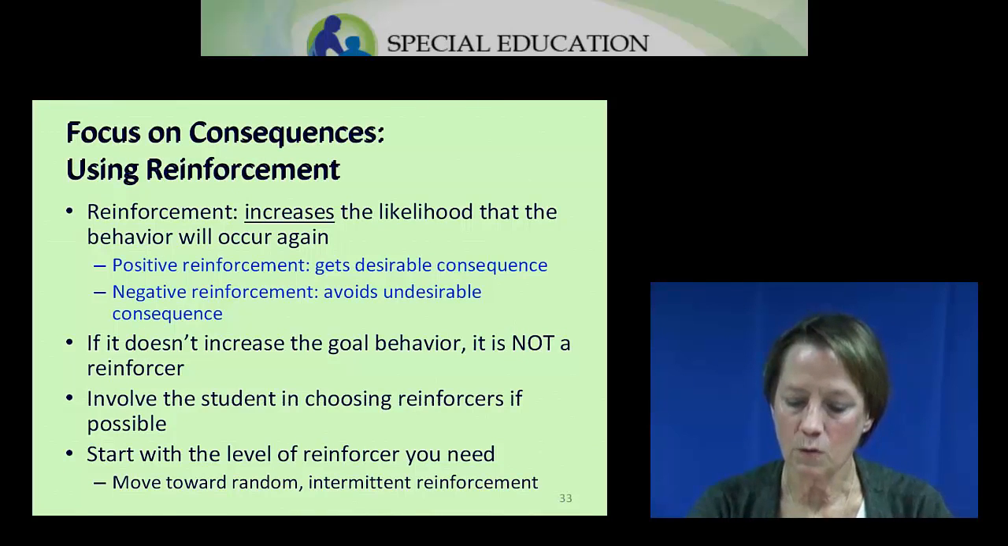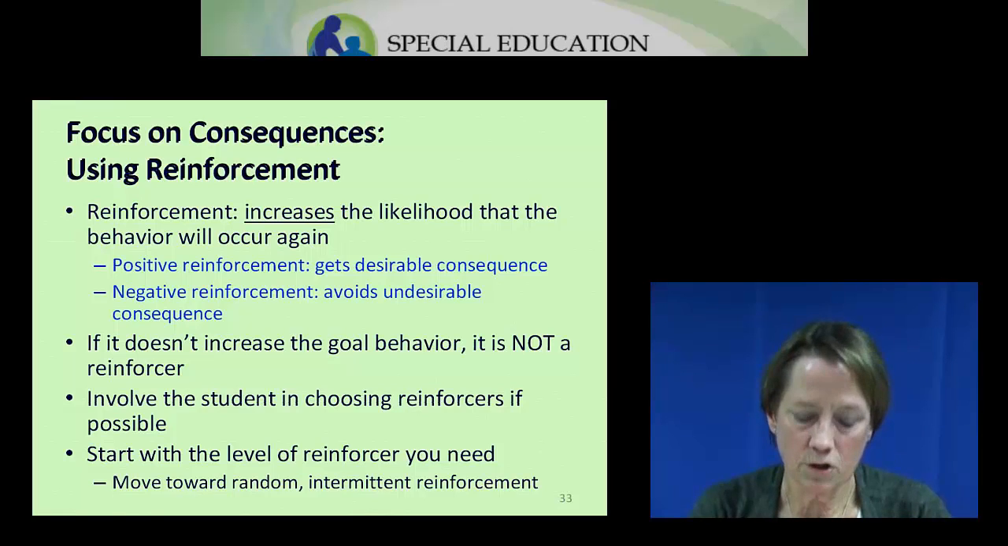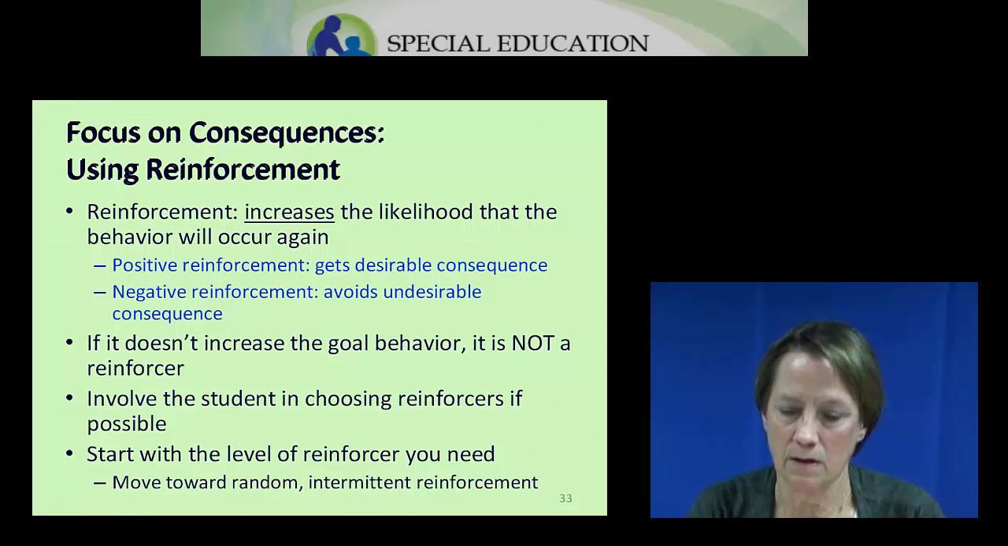But if we think that consequences will be effective with a student, let's look at the kinds of consequences that we're going to want to use. We're going to want to use reinforcement, which is a positive approach to a consequence-based intervention. The definition of using reinforcement is using something that increases the likelihood that the behavior will occur again. So the positive reinforcement leads to a desirable consequence. A very simple example of that is if a young child is completing a worksheet and looking forward to the teacher's smiley face, that smiley face is a desirable consequence that increases the likelihood of the student doing the worksheet.